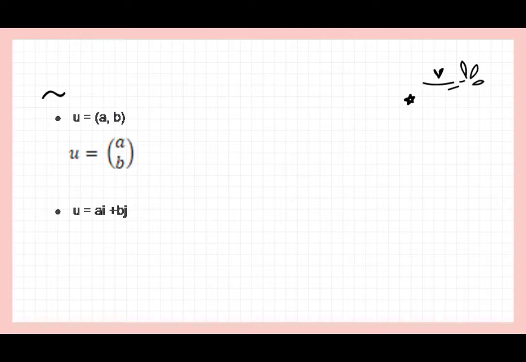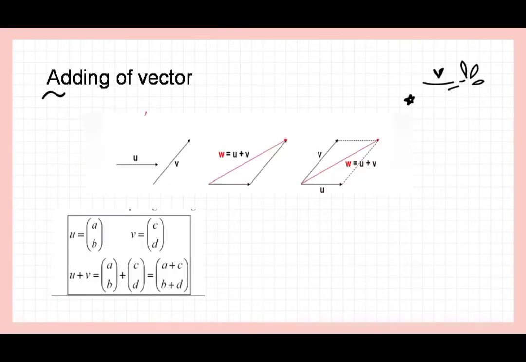For example, we have vector u, with points A and B. We can write it in a bracket horizontally or in a bracket as a column. Besides that, a vector can be represented as e and g, where e belongs to A and g belongs to B.